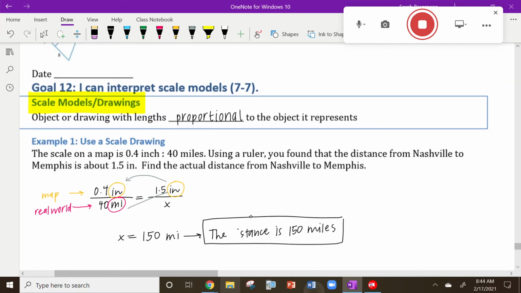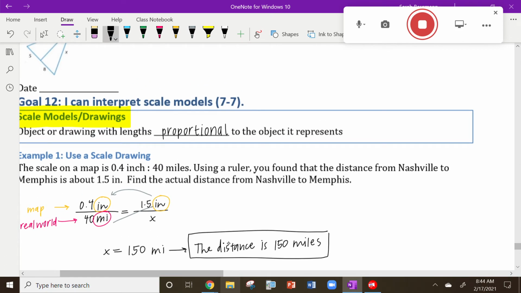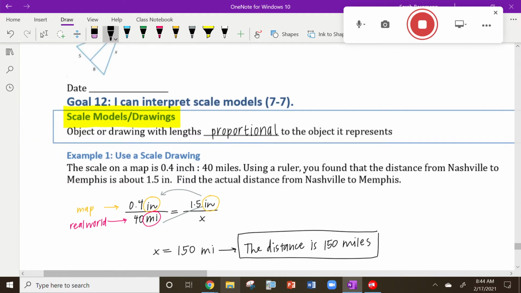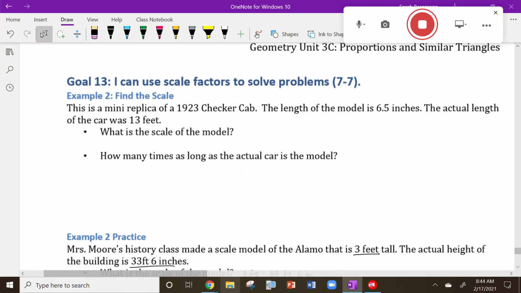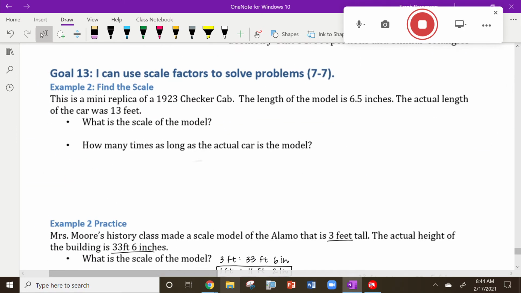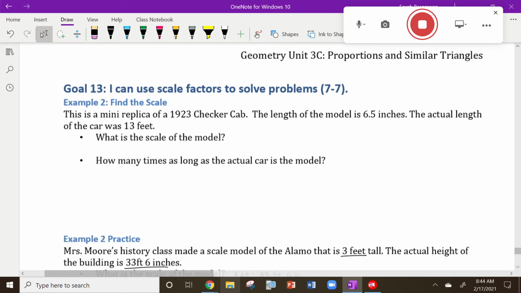Okay, let's also talk now about actually creating these scale models. So let's look at this one. Example 2, find the scale. There's a mini replica of a 1923 Checker cab. The length of the model is 6.5 inches. The actual length of the car was 13 feet.